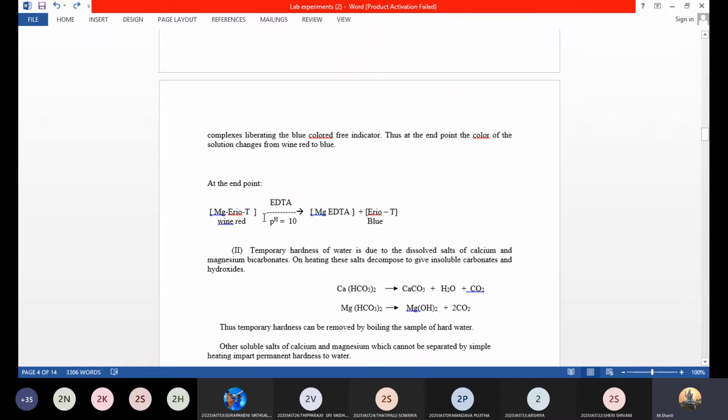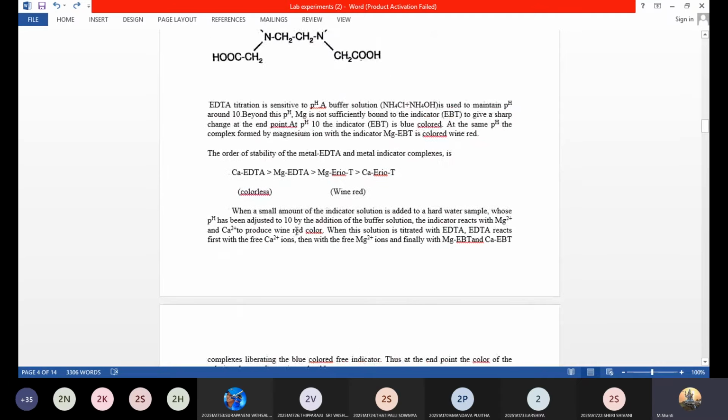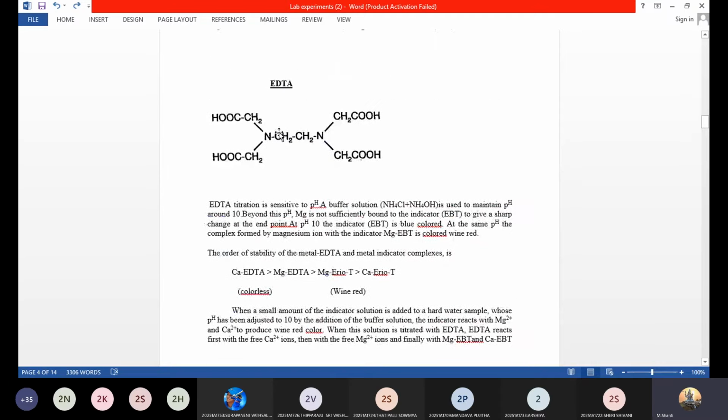Now, when you titrate with the EDTA, you can see the magnesium ions which were earlier bound to the indicator, that is the magnesium EBT complex. So what will happen is slowly the magnesium ion starts forming a complex with the EDTA. And you know EDTA is actually a 6 donor ligand, because here you have 2 nitrogens and here you have 4 oxygens.